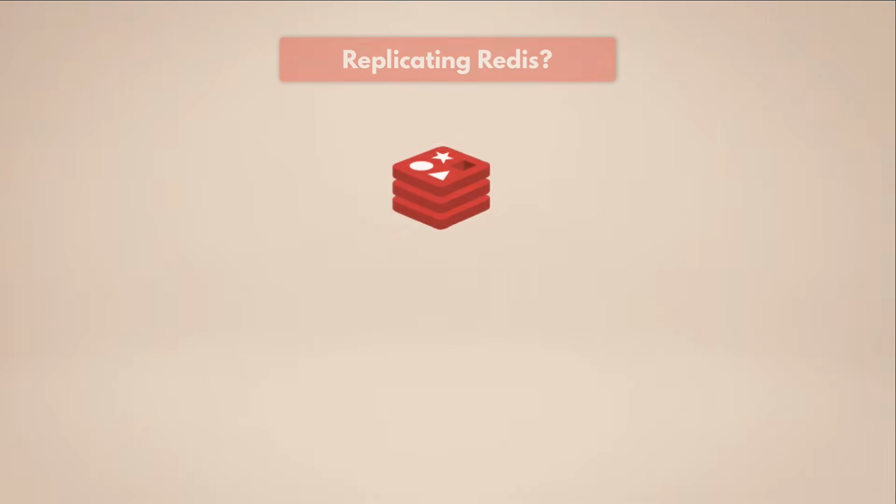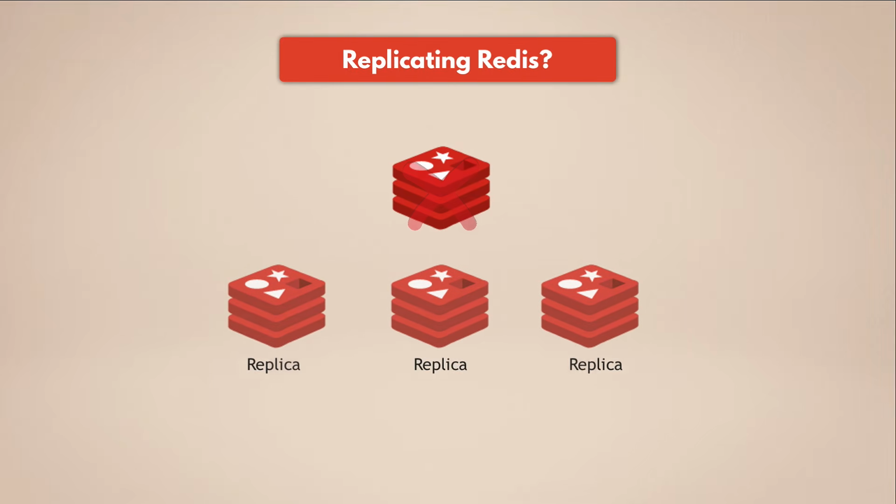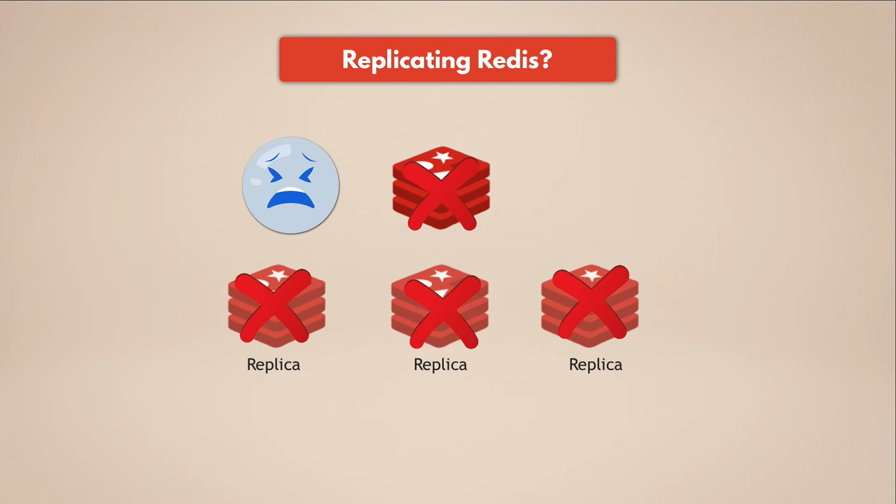Well, the simplest way to have data backups is by replicating Redis. So if the Redis master instance goes down, the replicas will still be running and have all the data. But of course, if all the Redis instances go down, you will lose the data because there will be no replica remaining. So we need real persistence.